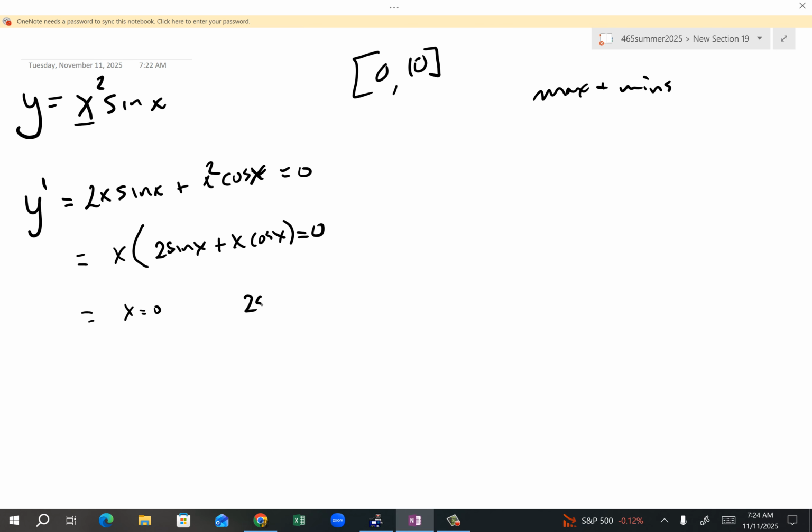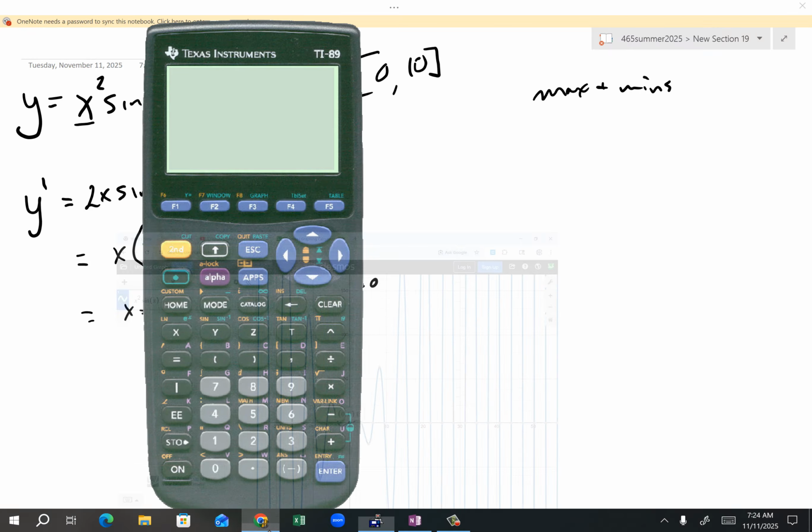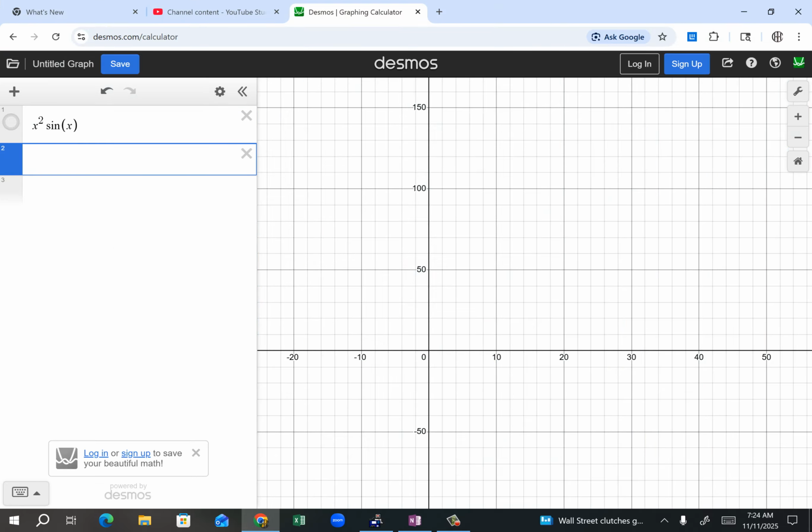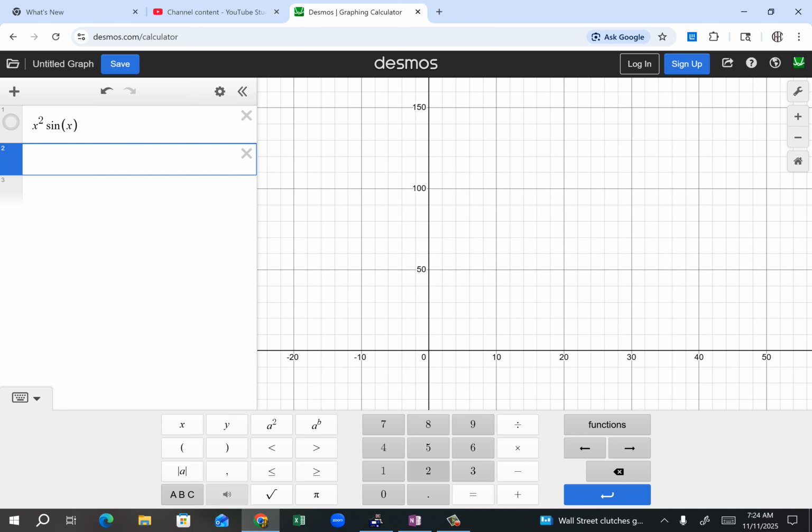And then 2 sine x plus x cosine x equals 0. How do you solve that? Well, you don't, but we can graph. I'm going to go ahead and graph that. I'm going to turn him off. And I'm going to enter 2 sine x plus x cos x.